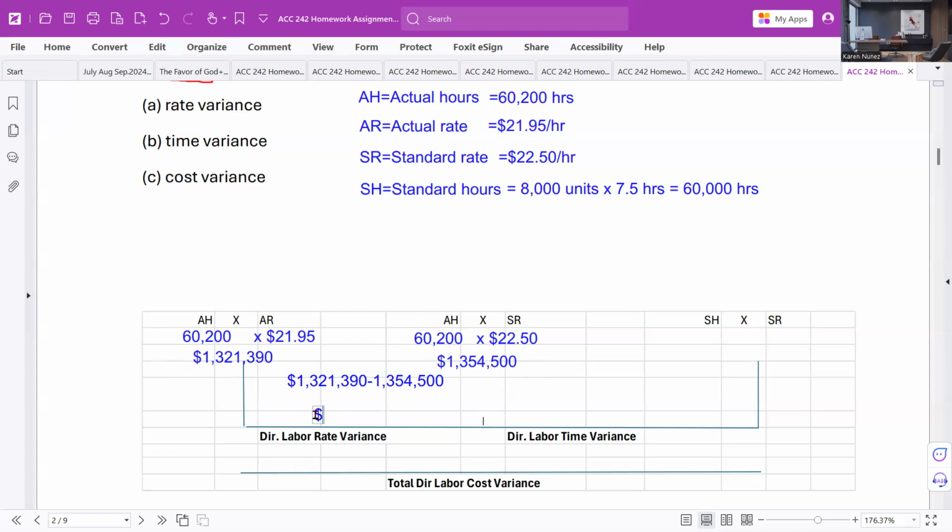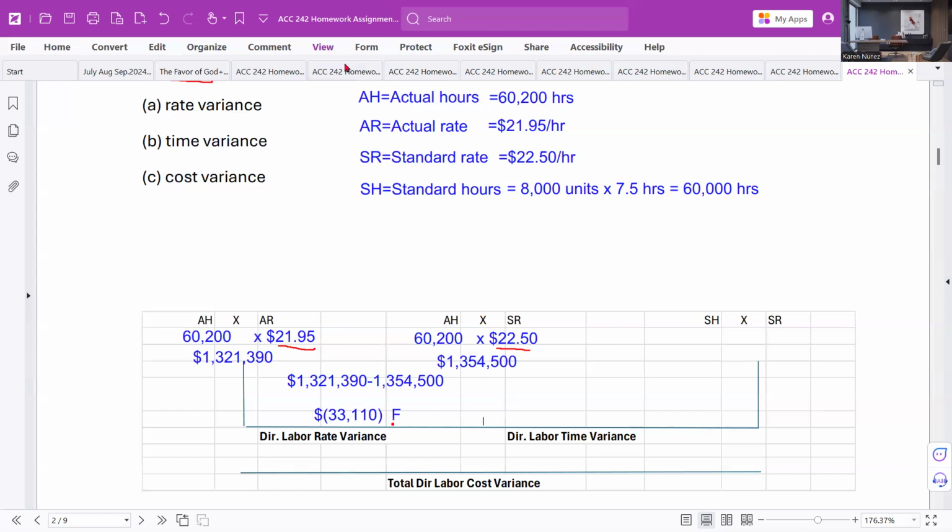Right? This number, actual minus the number in the middle, is going to give us that rate variance. And the rate variance, well, we got a negative number here. It's 33,110, which means it is a favorable variance. Why do we have a favorable rate variance? Well, because the rate was cheaper. They only paid $21.95, but the standard is $22.50. So they paid a little bit less for those actual hours, hence a favorable variance, a negative number, 1,321,390 minus 1,354,500.